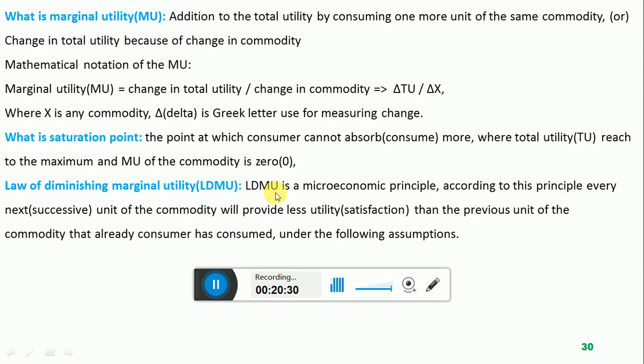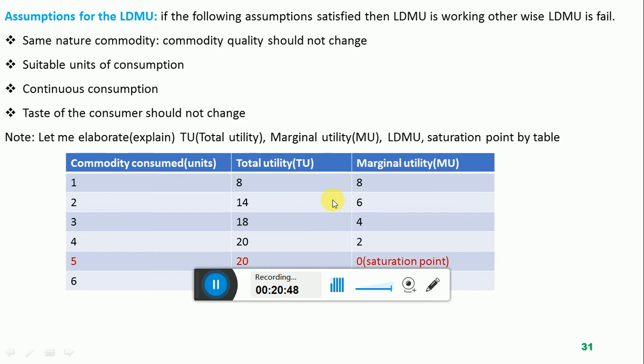Law of diminishing marginal utility is a microeconomic principle. According to this principle, every next unit of the commodity will provide less satisfaction than the previous unit of the commodity that the consumer has already consumed, under the following assumptions. Let me again take you back to the data table to make it more clear. Law of diminishing marginal utility is decreasing as diminishing.